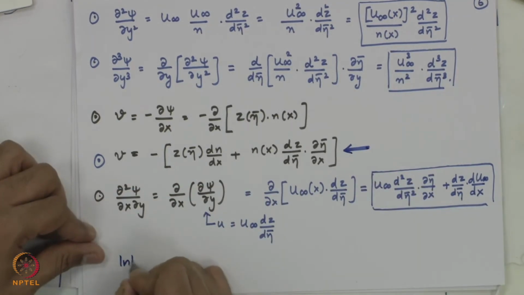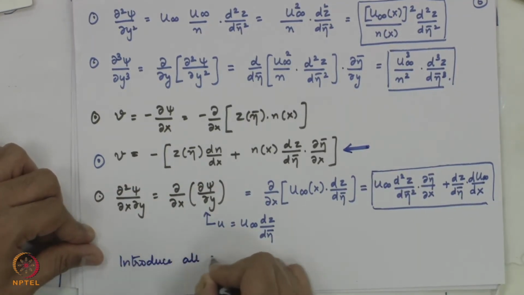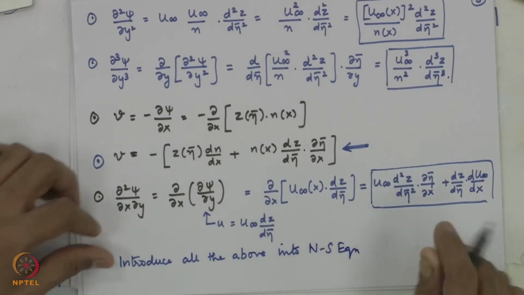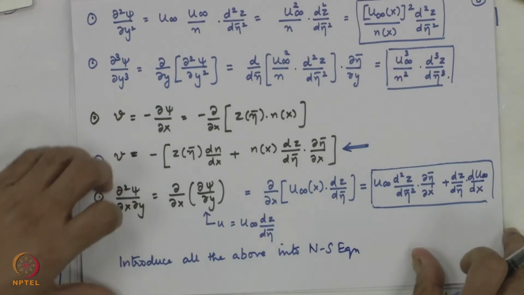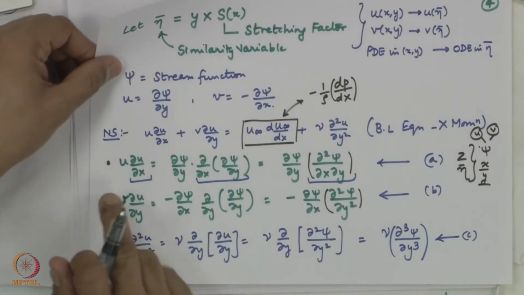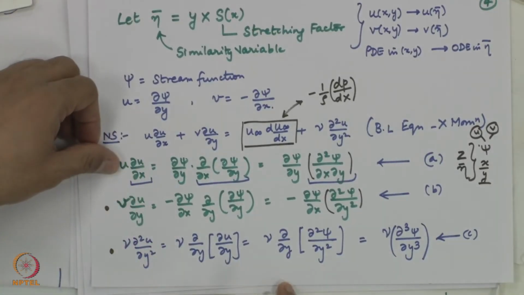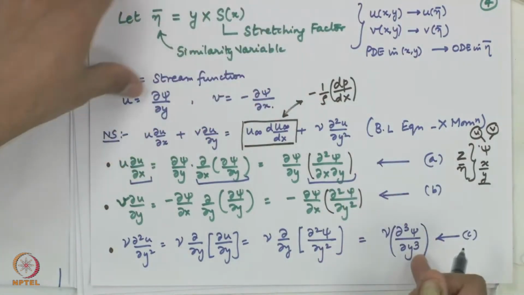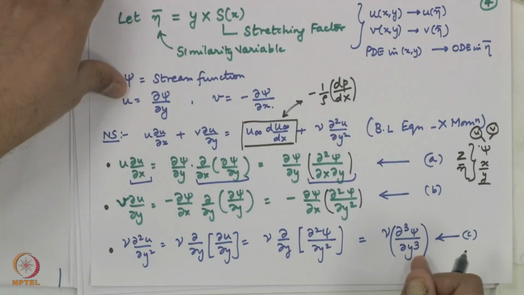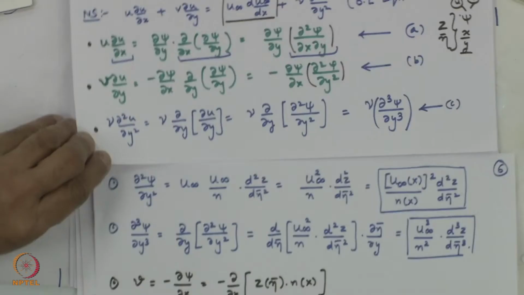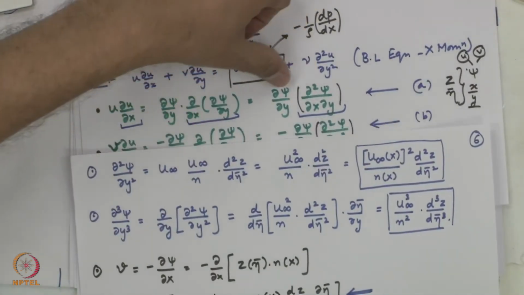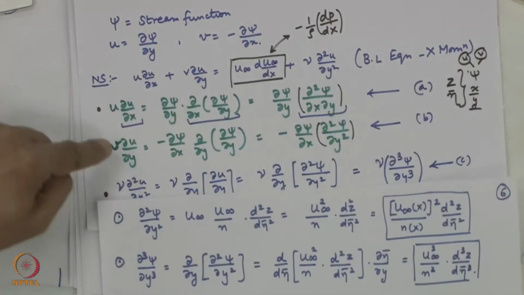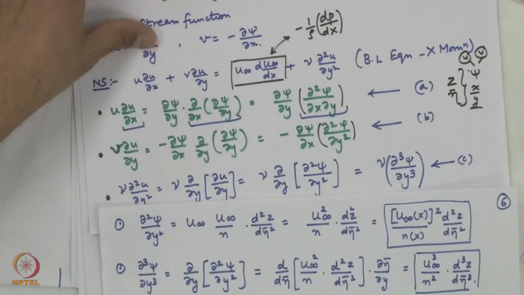Now, we will introduce all this into the Navier-Stokes equation. The Navier-Stokes equation we had essentially was having these things. Left hand side u du dx was this, v du dy was this, u infinity retained as it is, nu d squared u by dy squared was this. We have written expressions for all these three terms. See here, d squared psi by dx dy, we have an expression. D cubed psi by dy cube, which is here, we have an expression. So, we are just going to substitute all these.